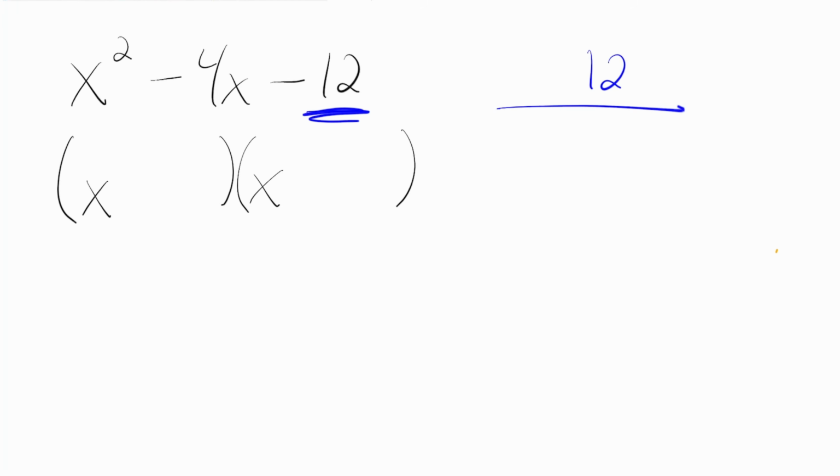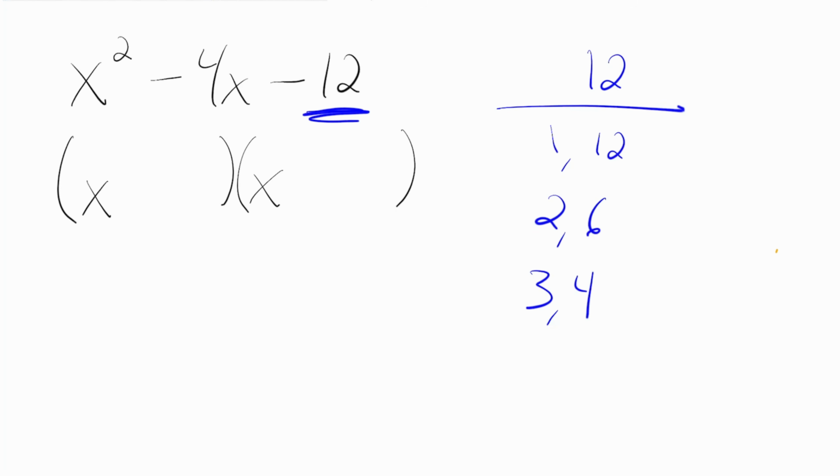And underneath it, we're going to write down all the factors of 12. What times what? Well, 1 times 12 is 12. 2 times 6 is 12. And of course, 3 times 4 is 12. What do we do next? We're going to add and subtract these numbers to see which ones equal the middle number. In this case, that's a 4, not a negative 4, just 4.